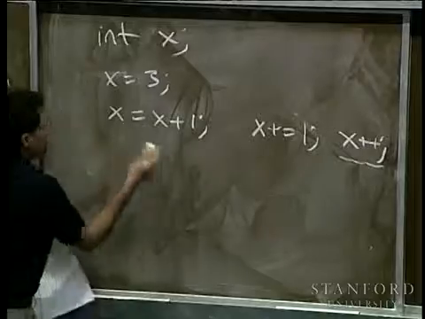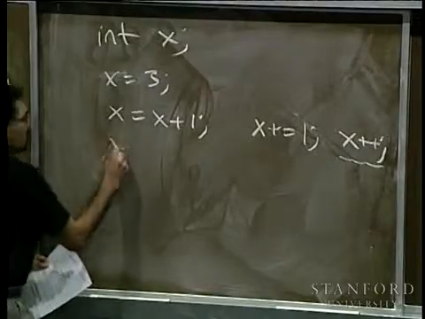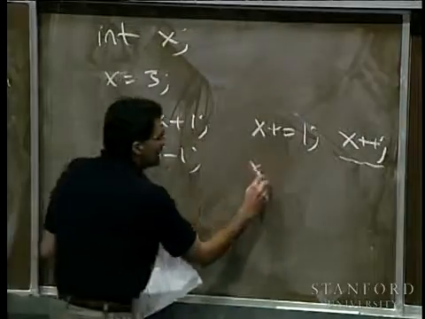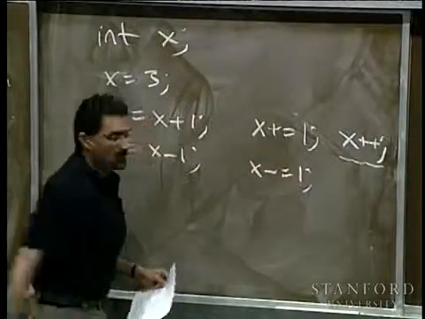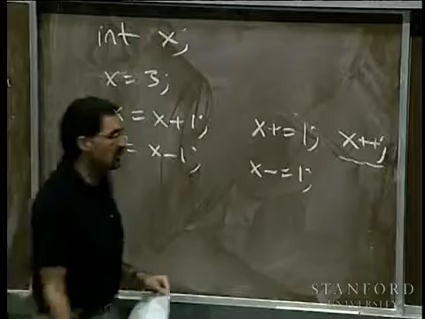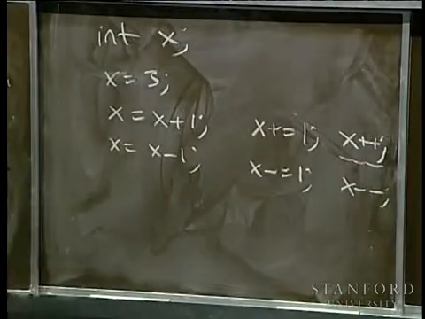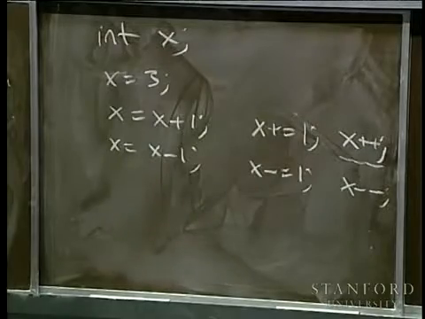Okay? You can also do subtraction in a similar way. If you want to subtract 1 from x, that's the longhand form of doing it. You can say x minus equals 1, which is slightly shorter, and there is a complete shorthand for it, which is x minus minus, which means subtract 1 from x and store it back in x. Okay?